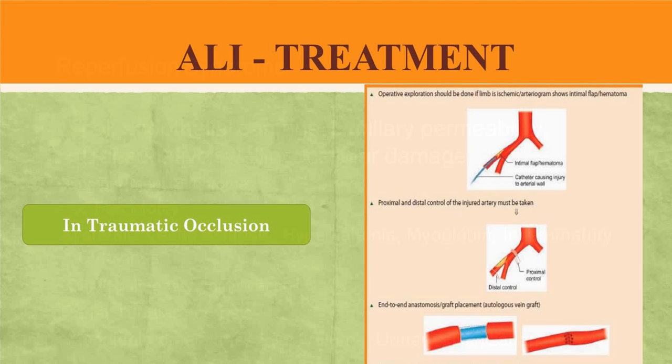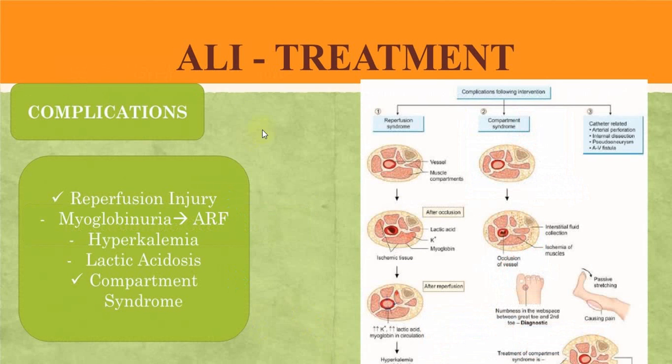I am not going into detail regarding all these. In a case of traumatic occlusion, you can go for surgical intervention. And if there is a complication, you will have to treat those complications. After doing reperfusion therapy, you can have myoglobinuria leading to acute renal failure. So you might have to take care of that. We have already mentioned this before, quite common.